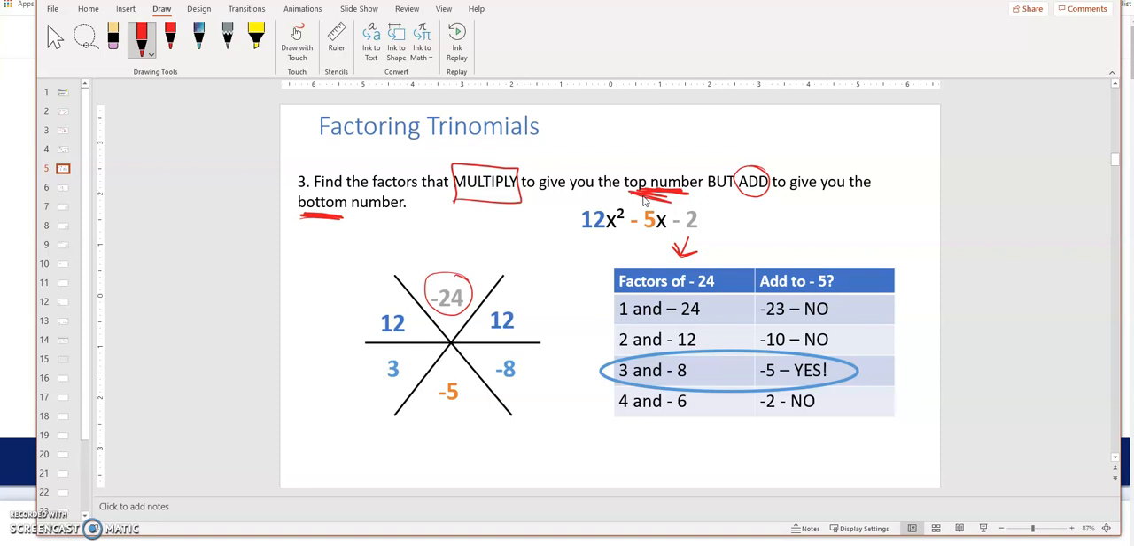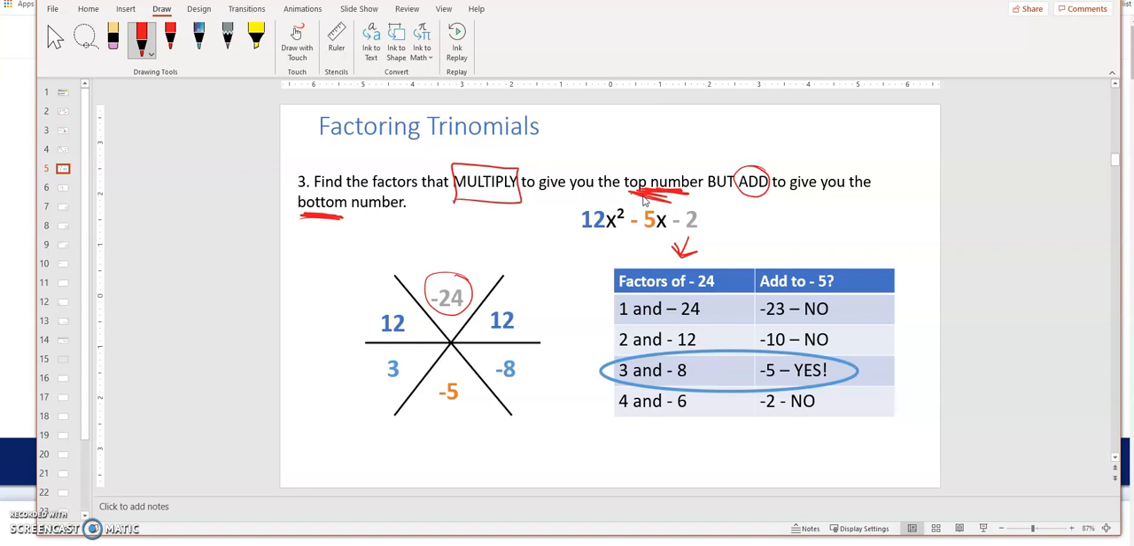So first thing I'm going to do is list out the factors of -24. So I've got 1 and -24, 2 and -12, 3 and -8, 4 and -6. You could also put the negative on the first number. Okay, but remember that when we add them up, they have to equal exactly -5. It can't be +5, it has to be exactly -5. So you might have to play around with the numbers a little bit.